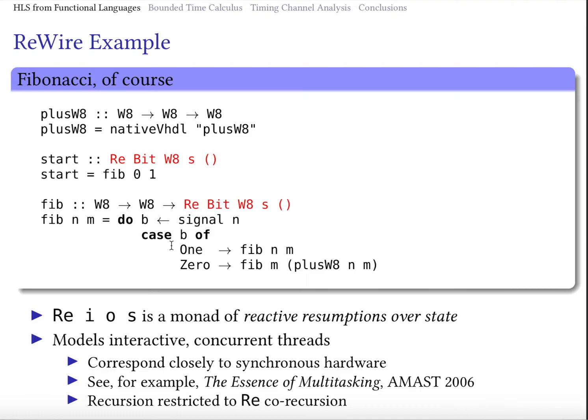What ReT is, is a monad of resumptions over state. And so if you're interested in that, we have lots of publications if you want to hear the details about what that is. But the basic idea is that computations in ReT have a feel very similar to synchronous hardware. Or another way of thinking about it is that they're very close to Mealy machines. So recursion in Rewire is restricted to co-recursion over ReT is the bottom line.